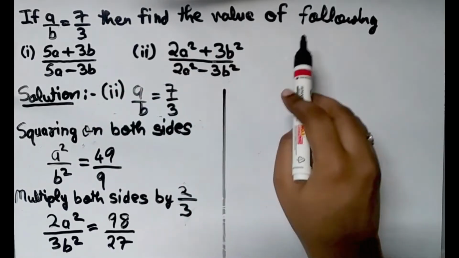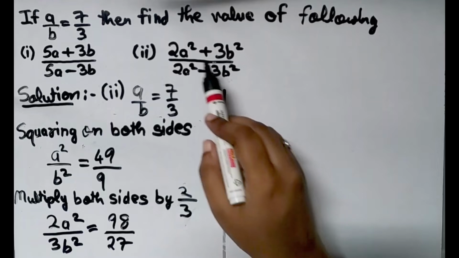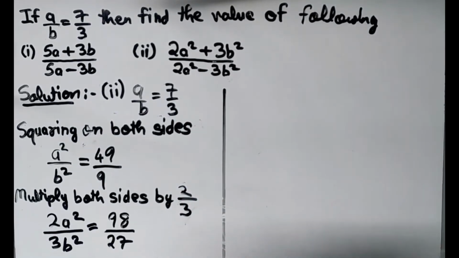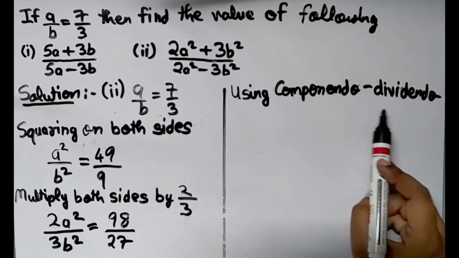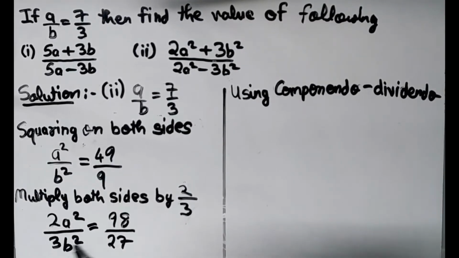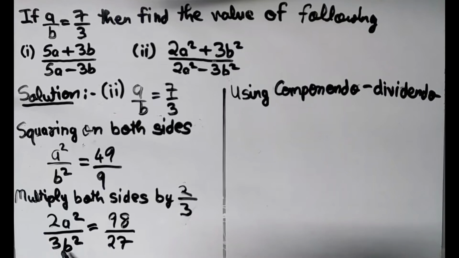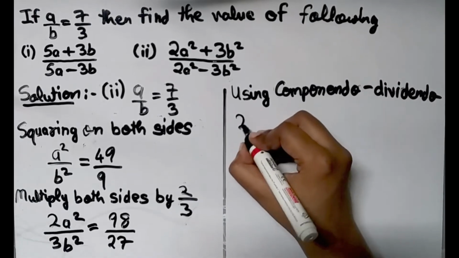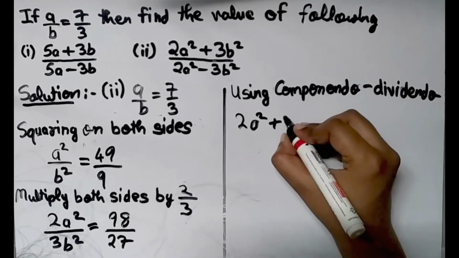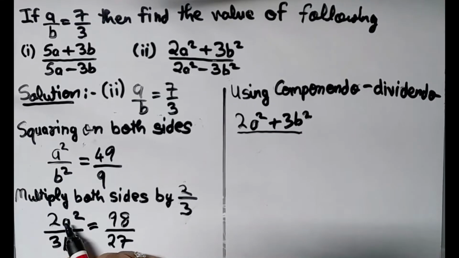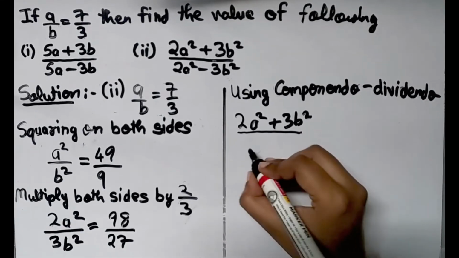So whenever we have to solve such type of problems, we have to look at what we have to find out, and then accordingly we have to apply the properties and we will get the answer. So using componendo dividendo, we will apply it to this equation. What we will get? In the numerator we will have 2a square plus 3b square upon the denominator we have 2a square minus 3b square.